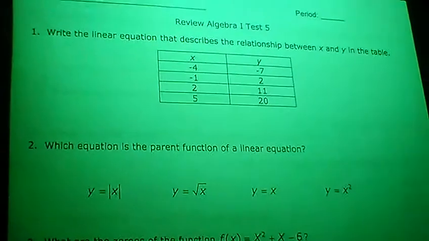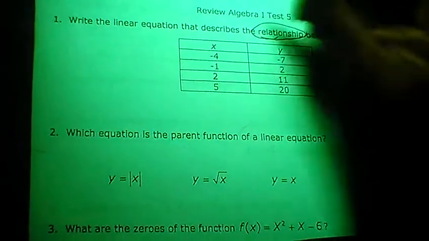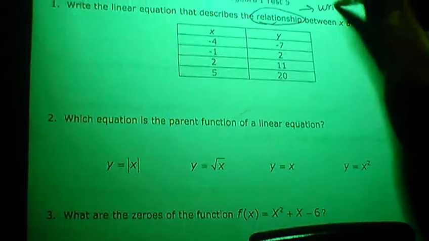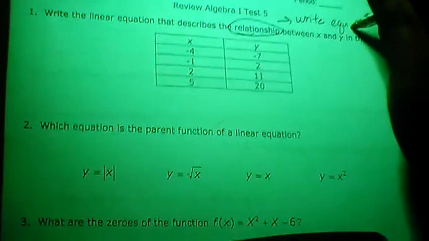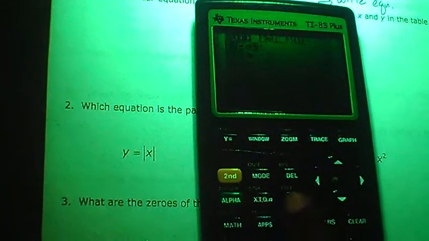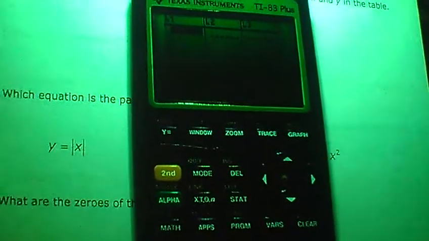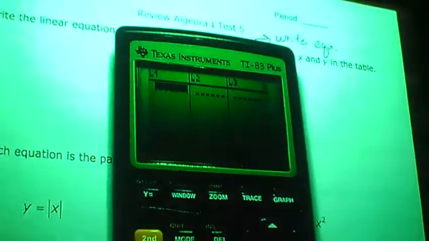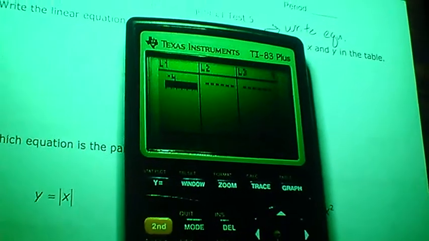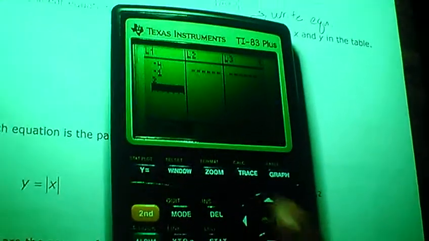So we have a table of points, x and y. The linear relationship means write the equation. I'll abbreviate equation, EQN. So we're going to go to our calculator, go to our stat, and we're going to enter points and edit L1 and L2. Bree, if you'll read the numbers for me for the x coordinates. Negative 4, negative 1, 2, and 5. All right.